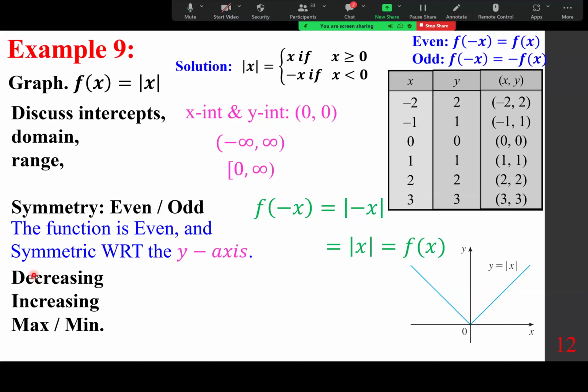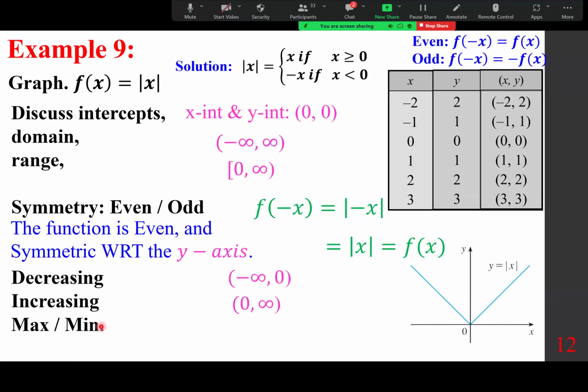Where is this function decreasing? I hope you recognize this as decreasing. So from negative infinity to 0 is decreasing. And I hope you recognize this portion as increasing. So from 0 to infinity. Decreasing is just like a negative slope, increasing like a positive slope, because even if you have a graph that is a curve, the same concept.